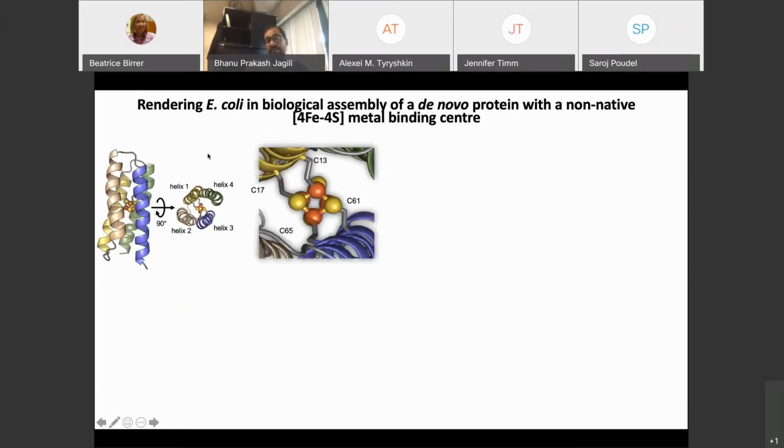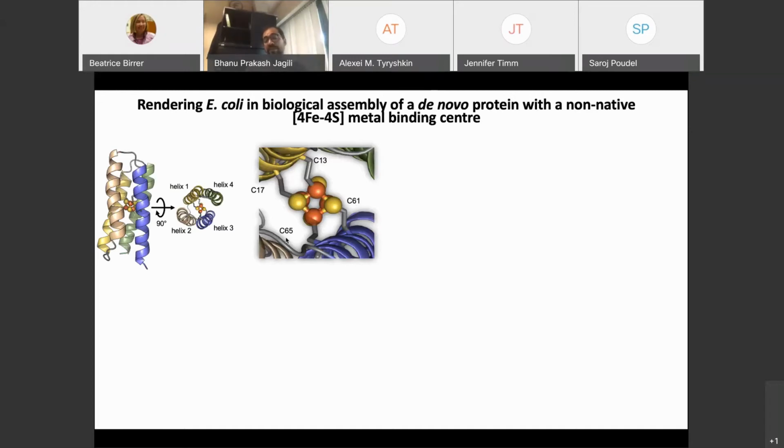As I told you, this is the first artificial protein that can have an iron sulfur cluster directly from E. coli. This was the initial design, and these are the cysteine positions. On helix 1, cysteines 13, 16, and 17 are involved in iron sulfur cluster binding, and on helix 3, we have cysteine 61 and 65 positions. This is as per the initial design. And we get the iron sulfur cluster directly assembled from E. coli.